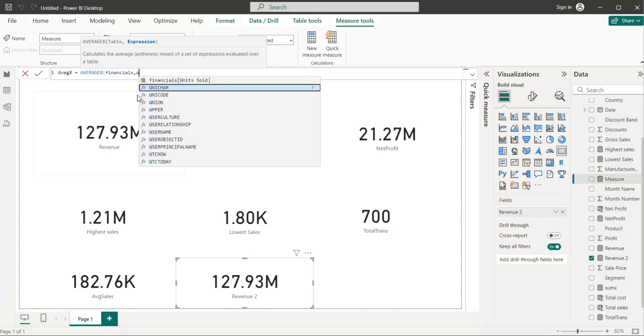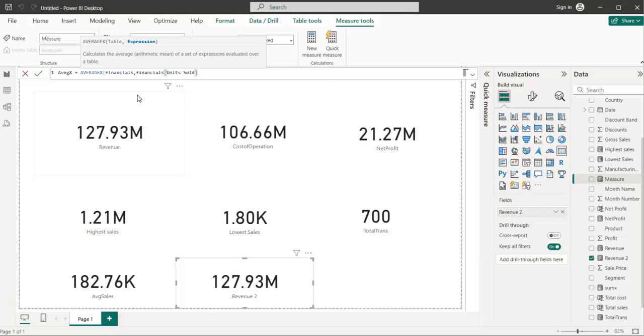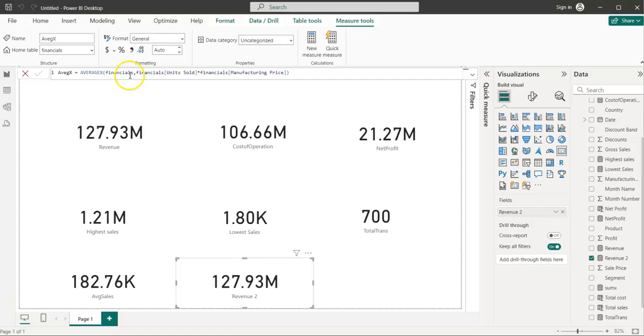Or let's say for the cost of operation, units sold multiplied by the manufacturing price. What we are saying here is to multiply units sold and manufacturing price, then whatever result you get, get me the average. So you are iterating based on an expression. When you run that, it does the multiplication of units sold and manufacturing price, then before giving you the answer, it finds the average directly.